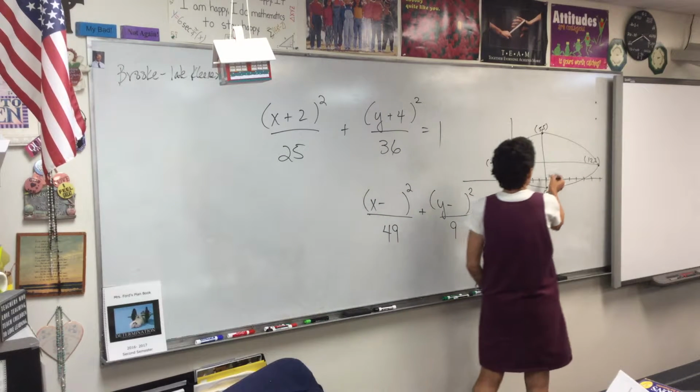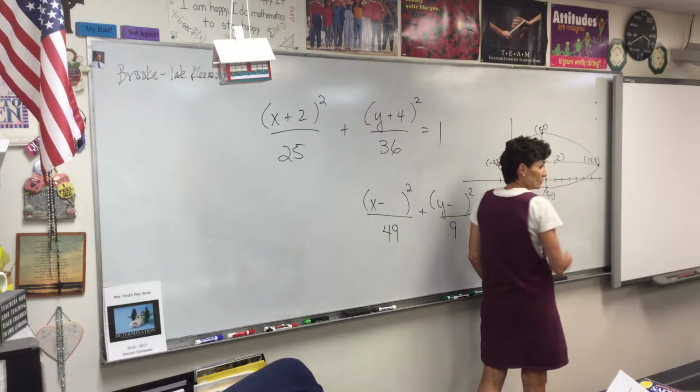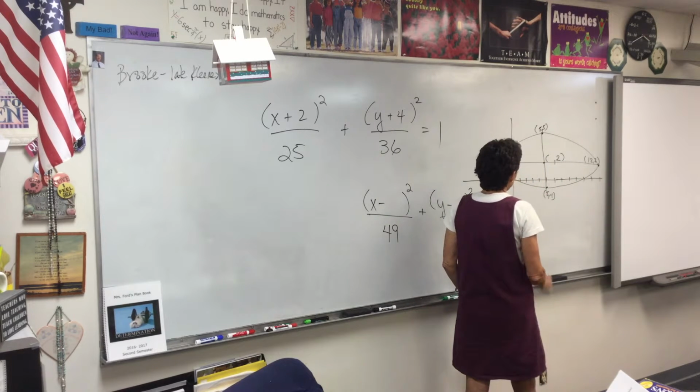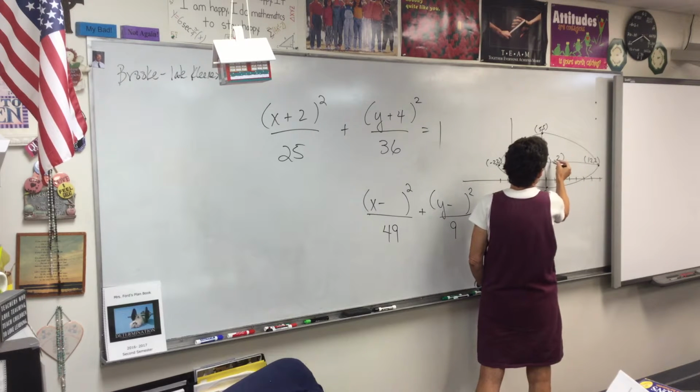How far up is this point right here? It's up 2. How far over is this point right here? What's its x coordinate? 5.